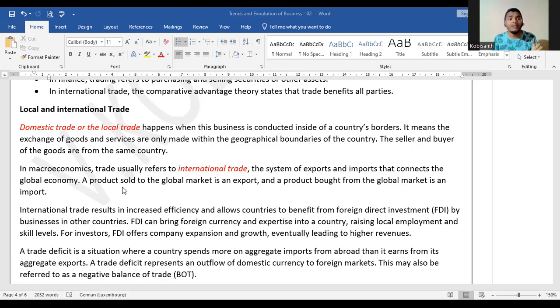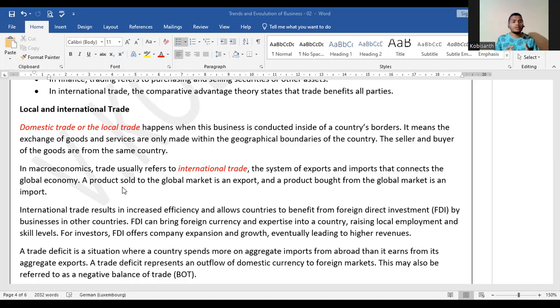This can happen either way. Say tourists visit our country, they go to a local outlet, they buy. Well, that's considered local trade as well, right? But in terms of them bringing foreign currencies and spending over here, that's a different currency. So there we are going to use the term international trade.